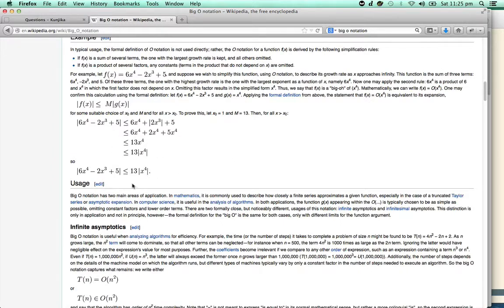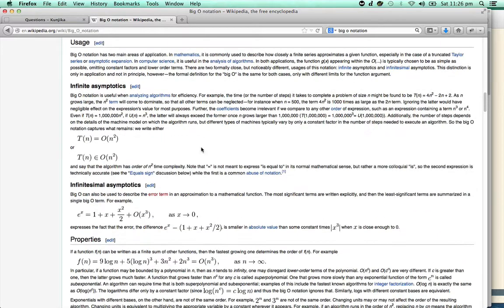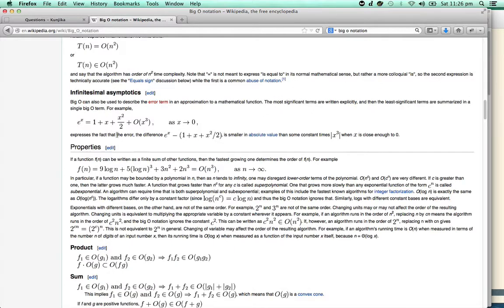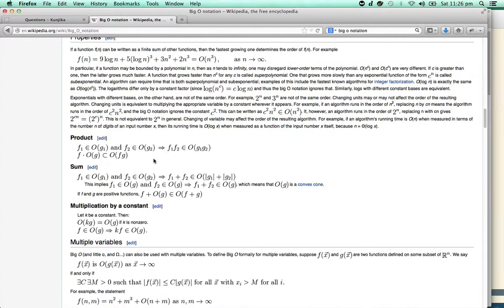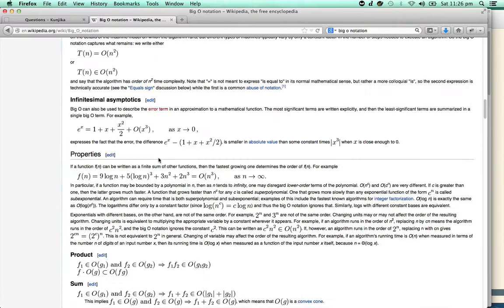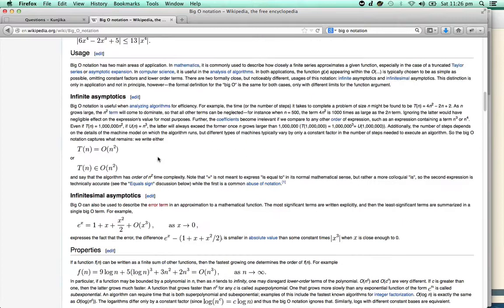For example, for a function 6x to the power 4 minus 2x cubed plus 5, they have shown that this is less than or equal to 13x to the power 4 for x0 equal to 1 and m equal to 13. So you should try to solve these functions, and the best thing is if you know several functions, for example, sum of first n numbers and sum of first n square numbers, so you can try to compute big O of those sums.